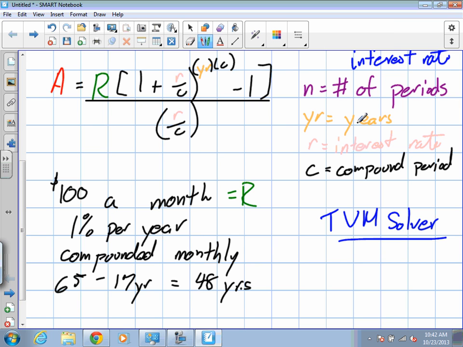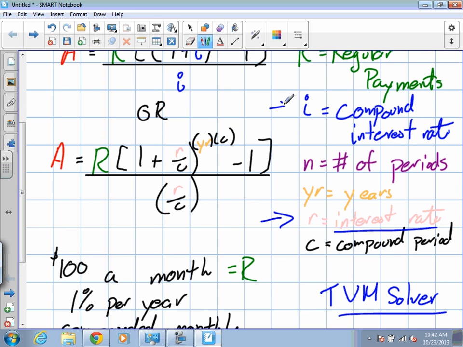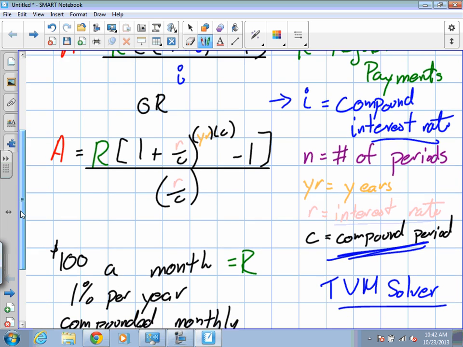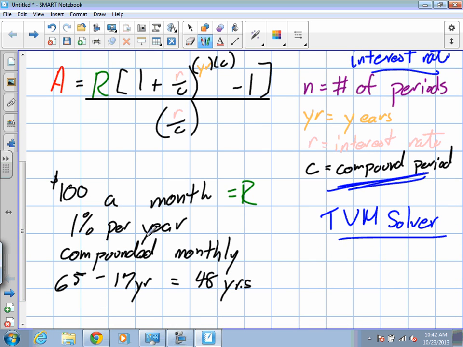Okay? 1% per year. Okay? That's strictly the interest rate. And to figure out the I, which is the compound interest rate, we have to divide it by the compound period. What is our compound period per year? How many times is this interest compounded per year? 12. That's what monthly means. It means that it'll be 12 times a year. So we know this is going to happen 12 times a year.